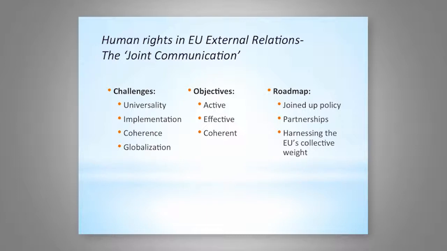The joint communication finally proposes a roadmap following three main signposts: bringing coherence, in other words joining up the different external policy areas which may impact on human rights, such as crisis management, trade, development cooperation, etc.; achieving human rights objectives through bilateral but also multilateral partnerships with key regional and global institutions, most notably the UN; and harnessing the collective weight of all the EU's institutions toward achieving solid results for human rights promotion.